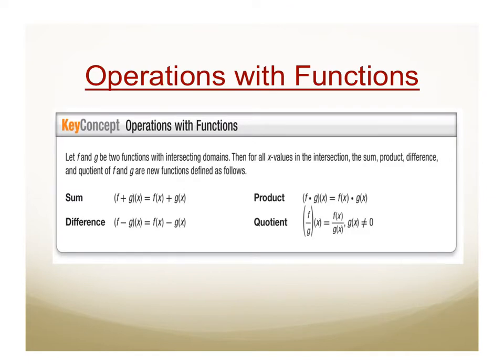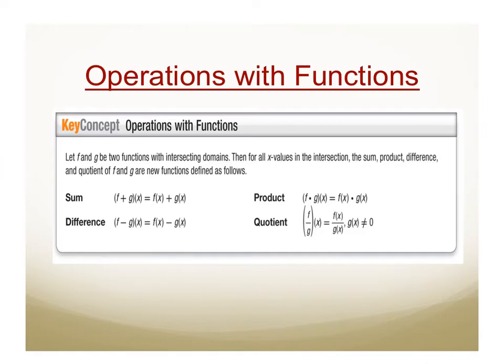You should be familiar with all of these words. The sum of two functions is adding the two functions together. The difference would be subtracting the two functions from one another. Product would be to multiply the two functions together. And quotient would be to divide one function by another.